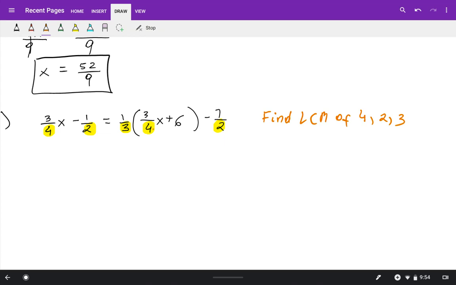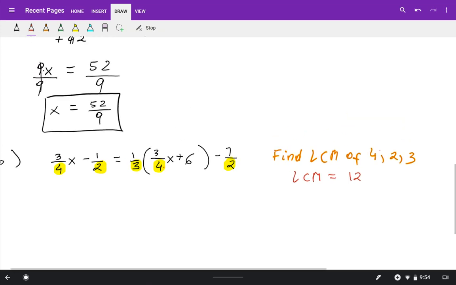And I'm not going to copy that 2 again since I have it. So think about the lowest number which can divide each of them, 4, 2, and 3. So the lowest common multiple of those three numbers is 12. 12 can divide 4, 12 can divide 2, and 12 can divide 3.